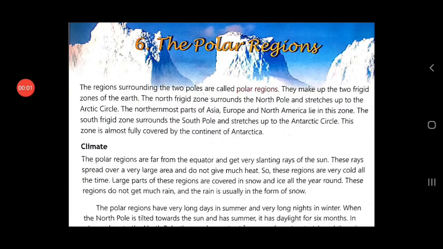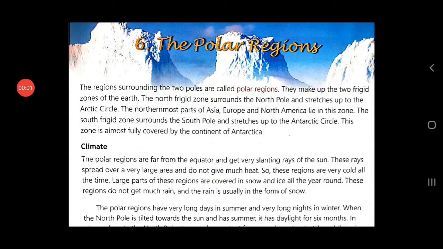The South frigid zone surrounds the South Pole and stretches up to the Antarctic Circle. Now if we talk about the South frigid zone, it surrounds which pole? Obviously the South Pole. And it stretches up to the Antarctic Circle, and then which zone starts? Then the South temperate zone begins.